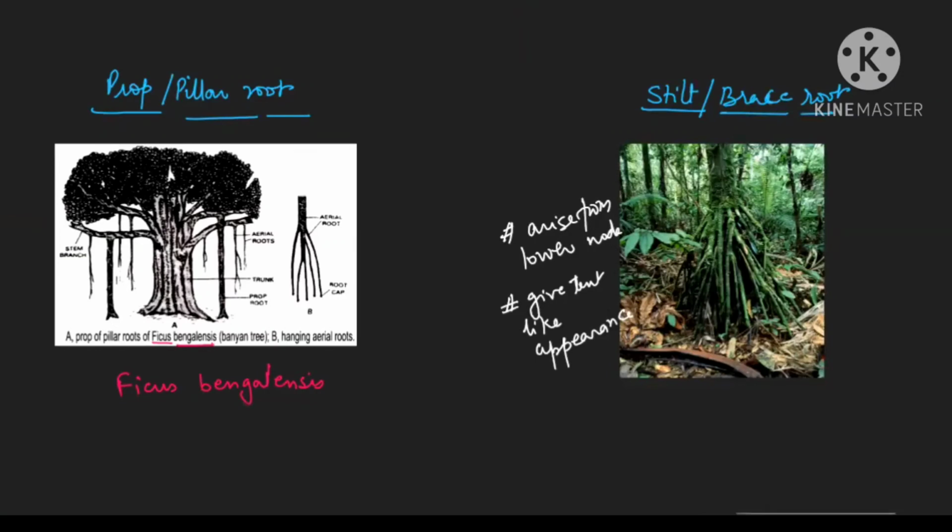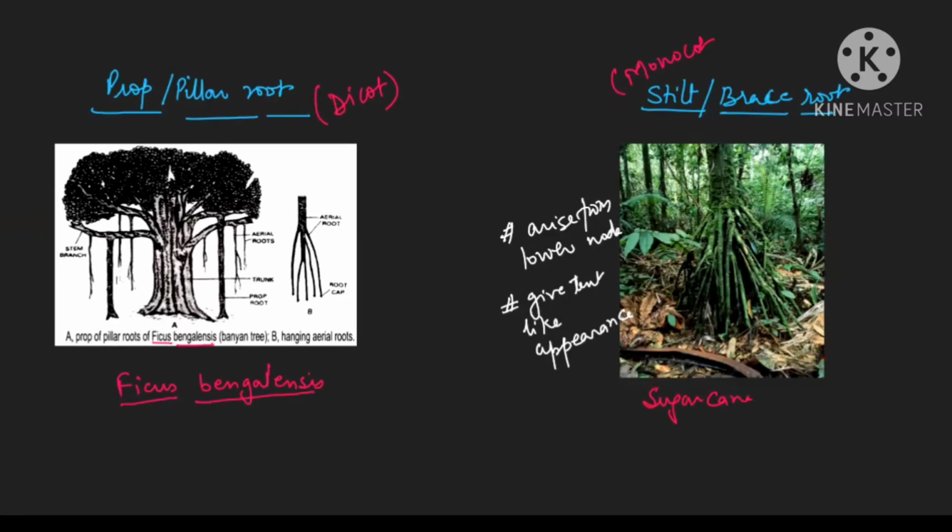Another difference you can highlight is that prop roots are generally made by dicot plants and stilt roots are made by monocot plants. For the dicot example I have already given: prop root example is your Ficus bengalensis. And here you can remember the example is your sugarcane. Common example is sugarcane. Is it clear?